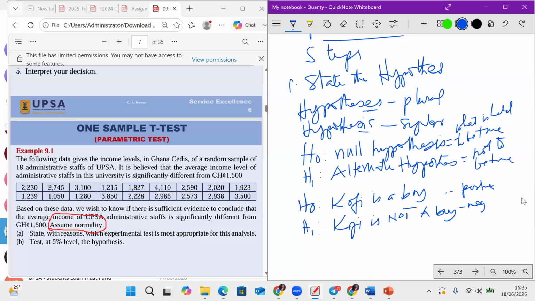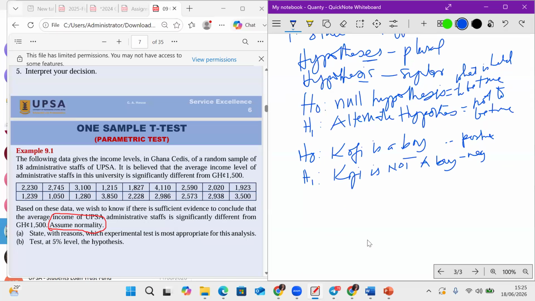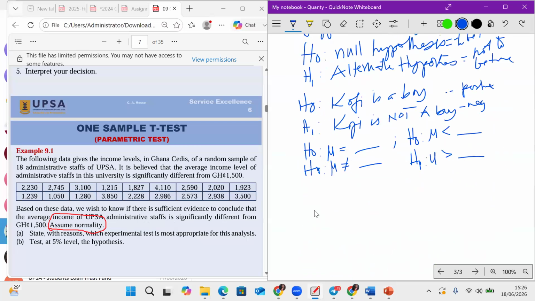So the hypothesis you are testing is the null. Is it true Kofi is a boy? Is it true Kofi is not a boy? That's the opposite. We'll be working with averages. So H naught: a mean equals something, and the alternative: a mean is not equal to something. Or null hypothesis: a mean is less than, alternative hypothesis: a mean is more than. That's what we're going to work with. So one, we state the hypothesis. Two, having explained what the hypothesis is, we'll be given what is called the significance level.